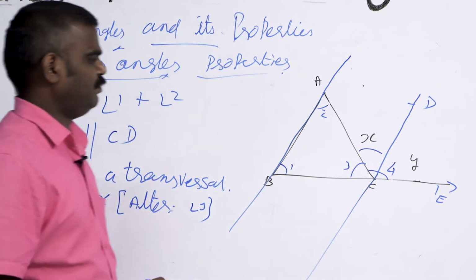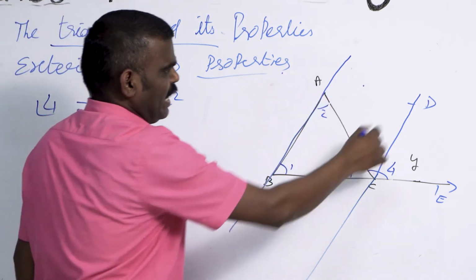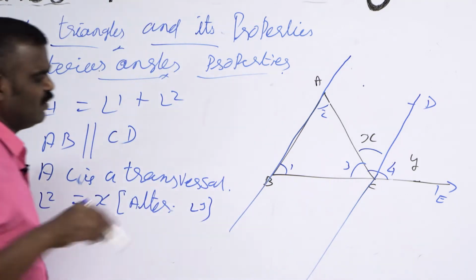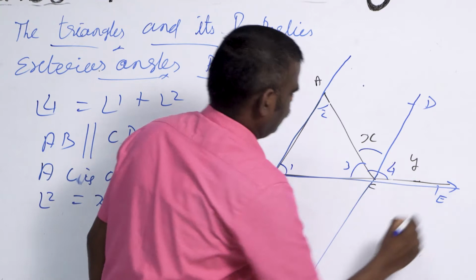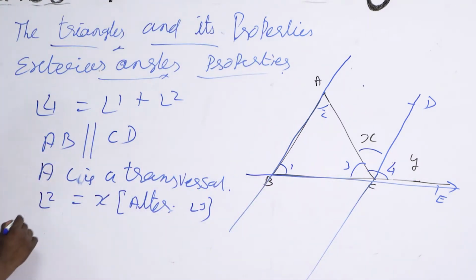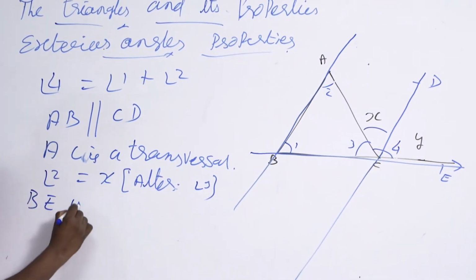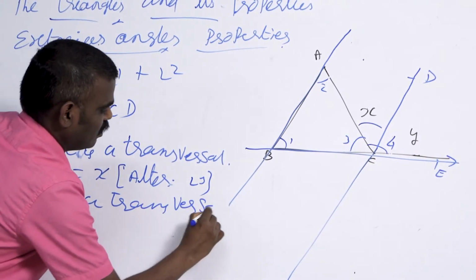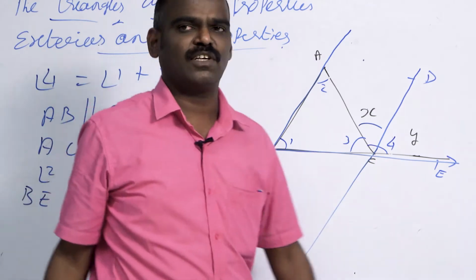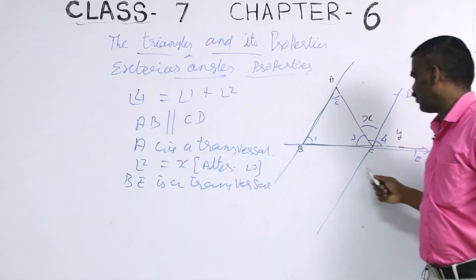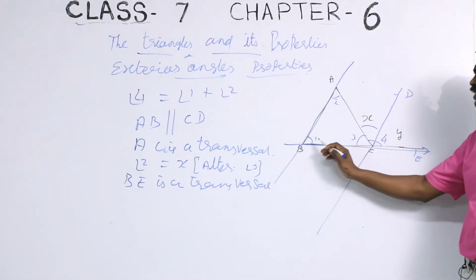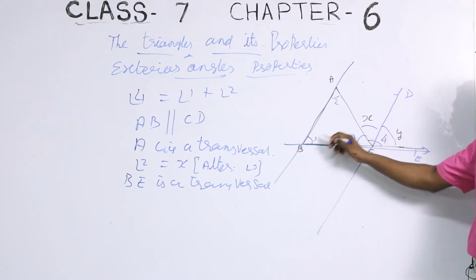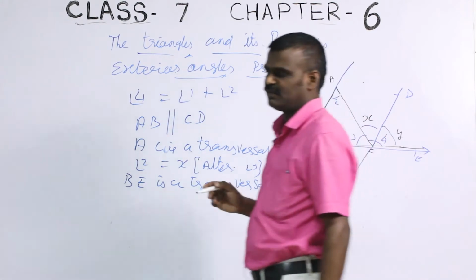Now come here. AB and CD are which kind of lines? Parallel. Now this line BE is a transversal, yes or no? If BE is a transversal, I want to know what is the relation between angle 1 and angle Y, this angle. Angle 1 and angle Y, what is the relation?